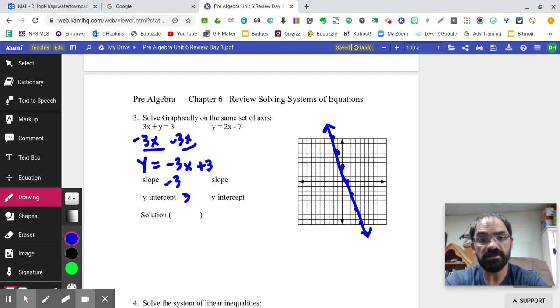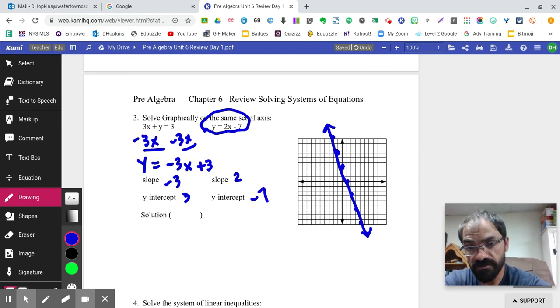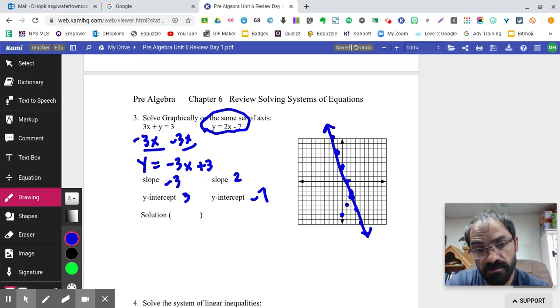Okay, in this equation, y equals 2x minus 7. Y is already by itself. The number in front of x is the slope, so that is 2, and the y-intercept is negative 7. So start at negative 7. And again, the slope is 2, so up 2 over 1. And I found it. I think, yes, right there. So that is 1, 2, negative 3, 2, negative 3.